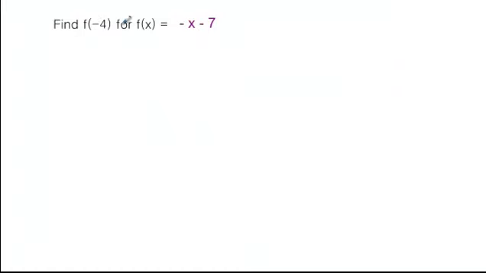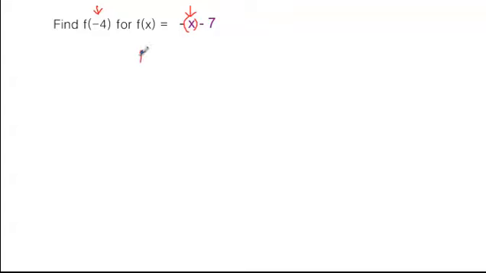Find f of negative 4 for f of x equals negative x minus 7. So we're going to take this negative 4 right here. That is my x. We're going to plug it in right there. Put parentheses around that x. On the outside of that, there is a negative.